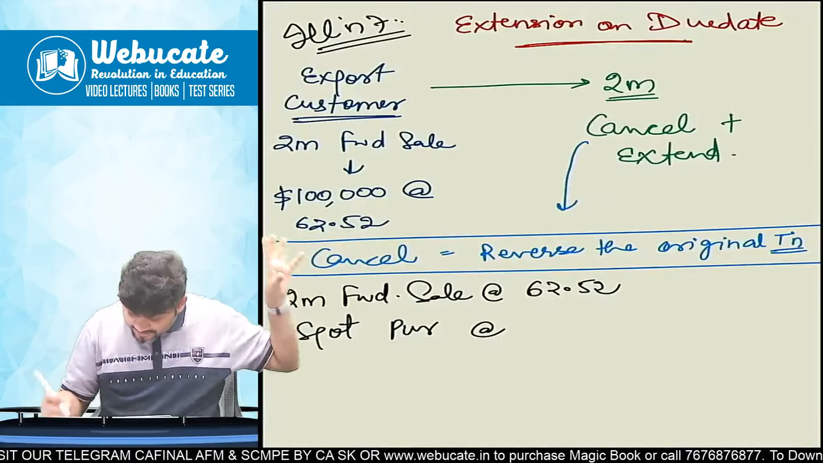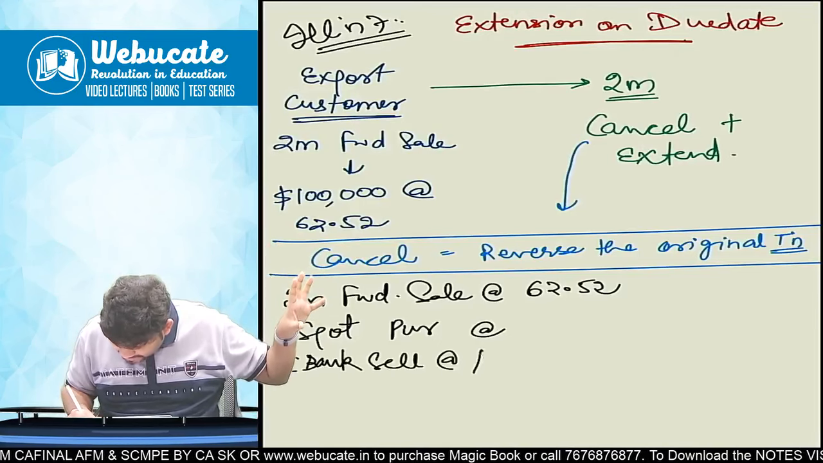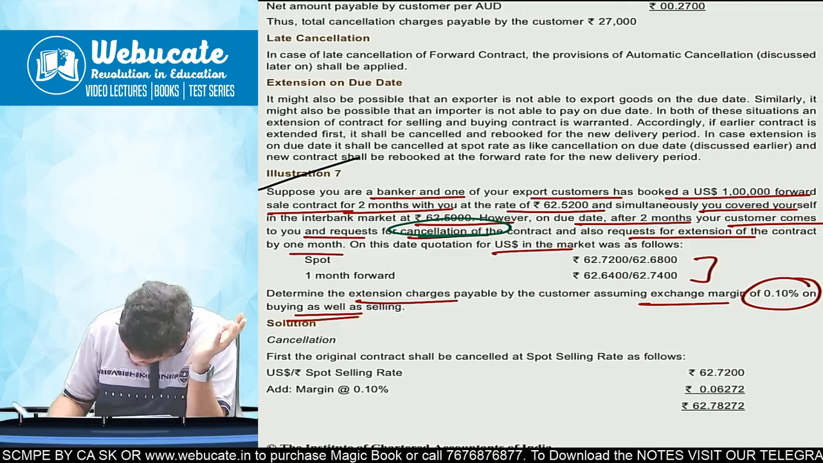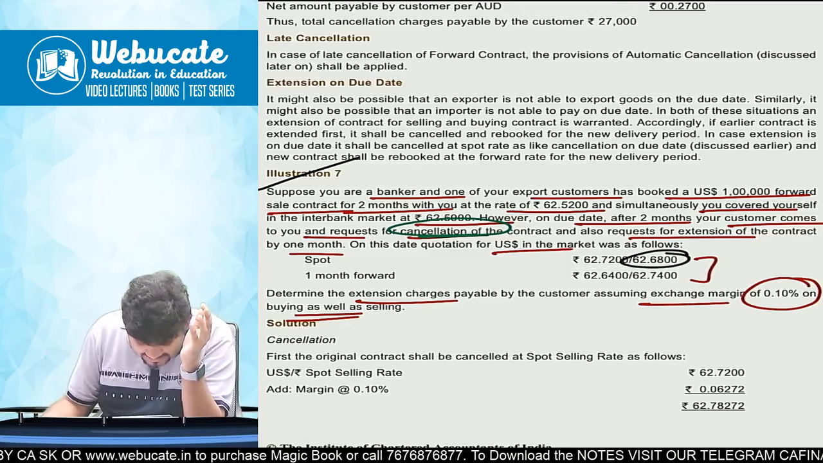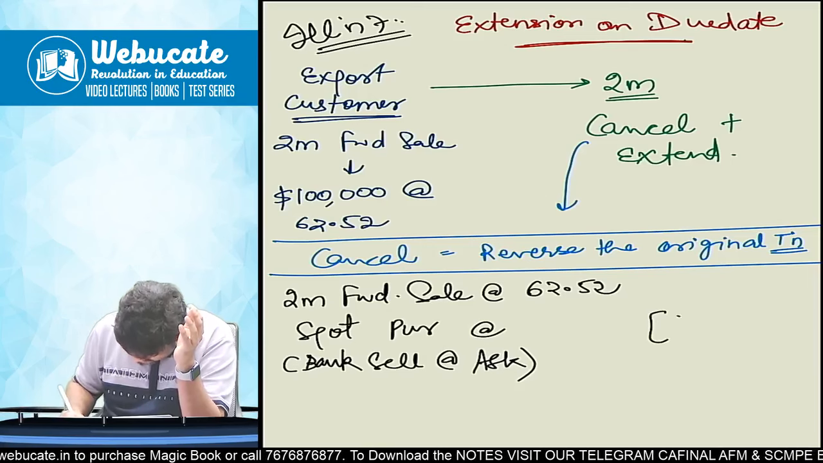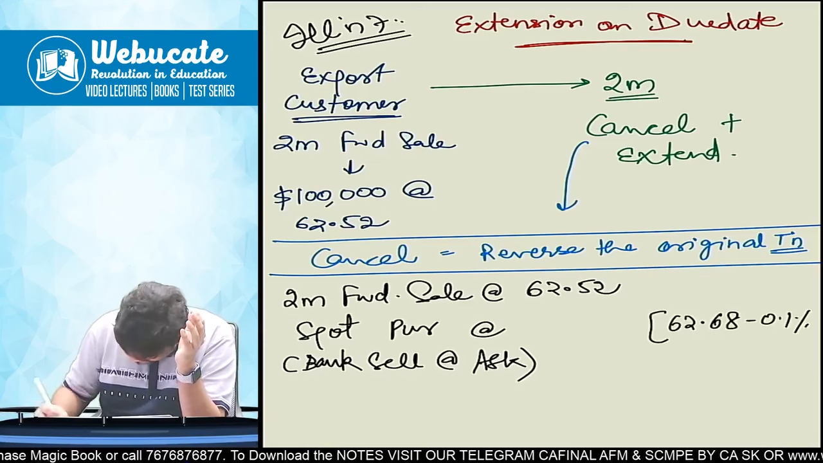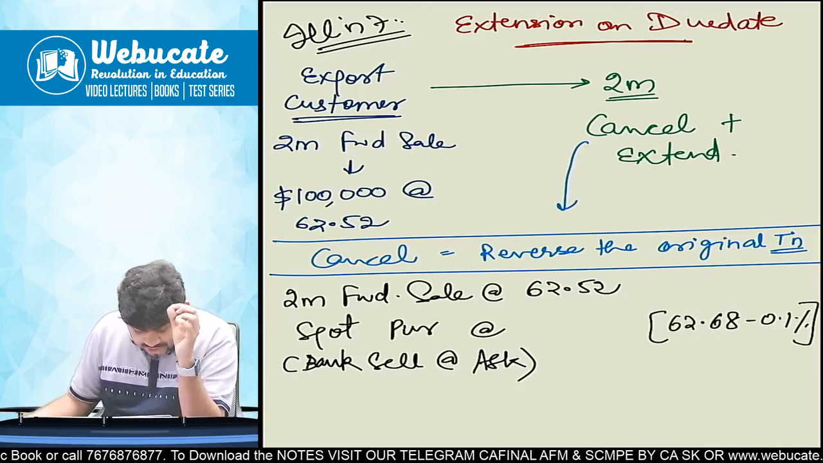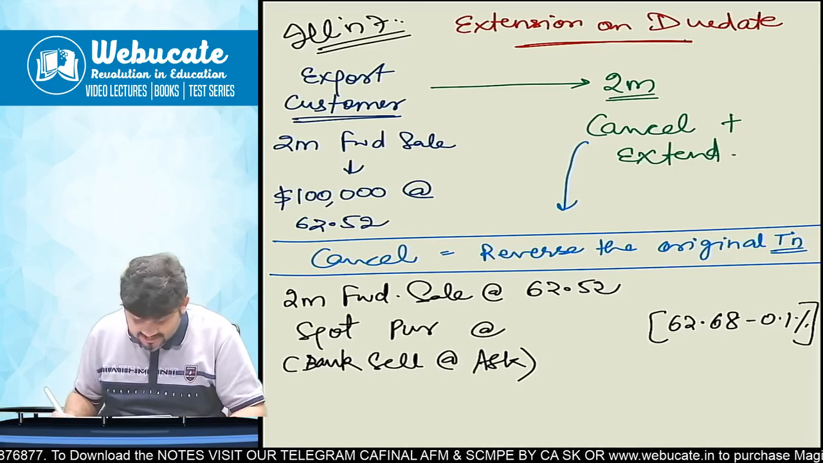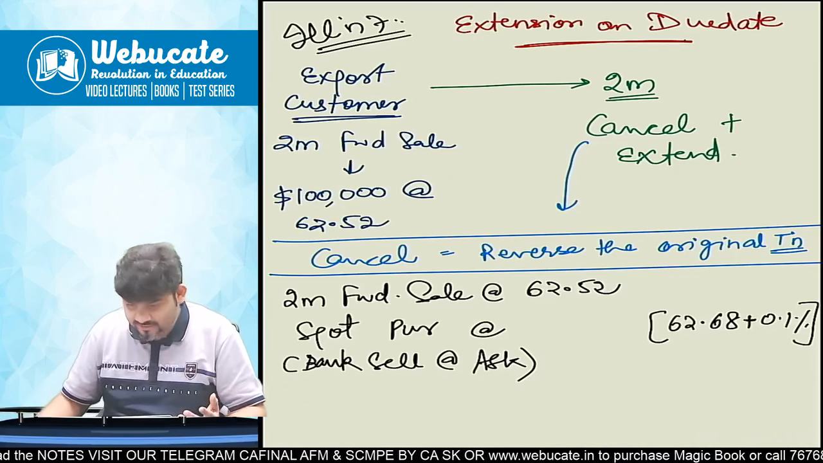Okay. Customer is purchasing. Bank is selling at ask rate. Always. When you are clear with the concepts, things will always match. Don't worry at all. Ever. 62.68. And then there is a margin of 0.1%. Okay. So 62.68 minus 0.1%. Whenever customer is purchasing, so bank is selling, customer is purchasing. Whenever customer is purchasing, add the margin. So we know that.